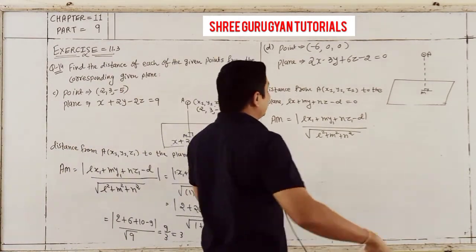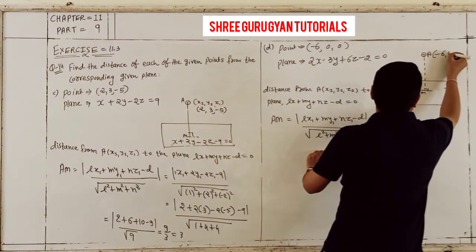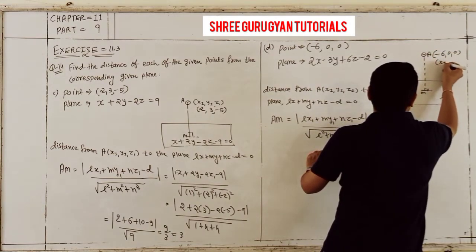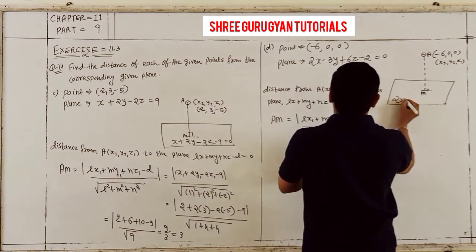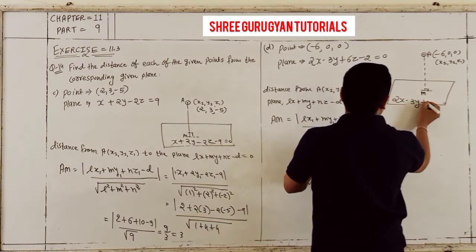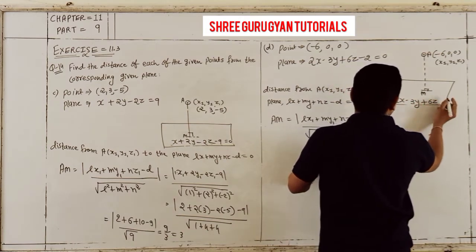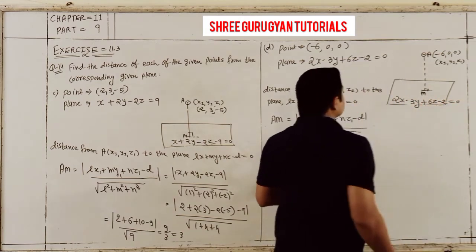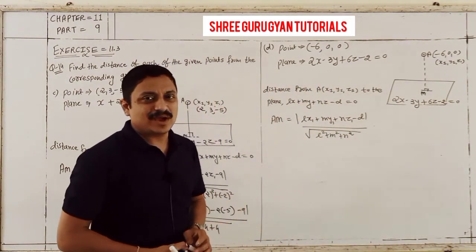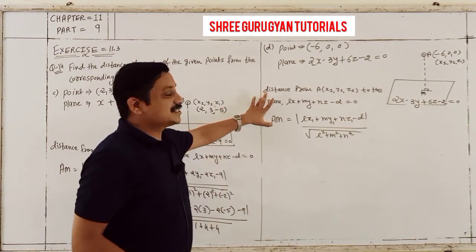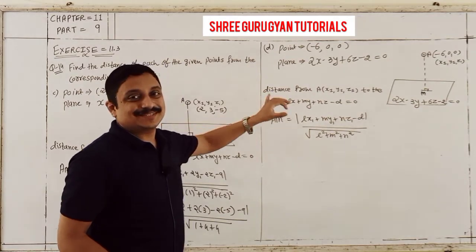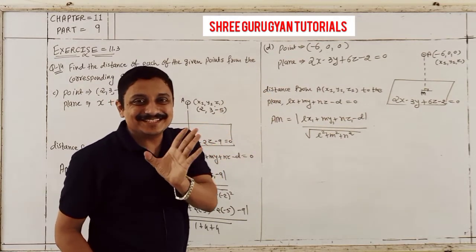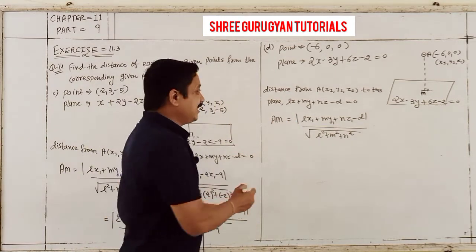Very easy. I write down here minus 6, 0, 0, which is x1, y1, z1, and the plane 2x minus 3y plus 6z minus 2 is equal to 0. Very simple. Apply the distance from A (x1, y1, z1) to the plane lx plus my plus nz minus d is equal to 0. This is the formula, and apply it.